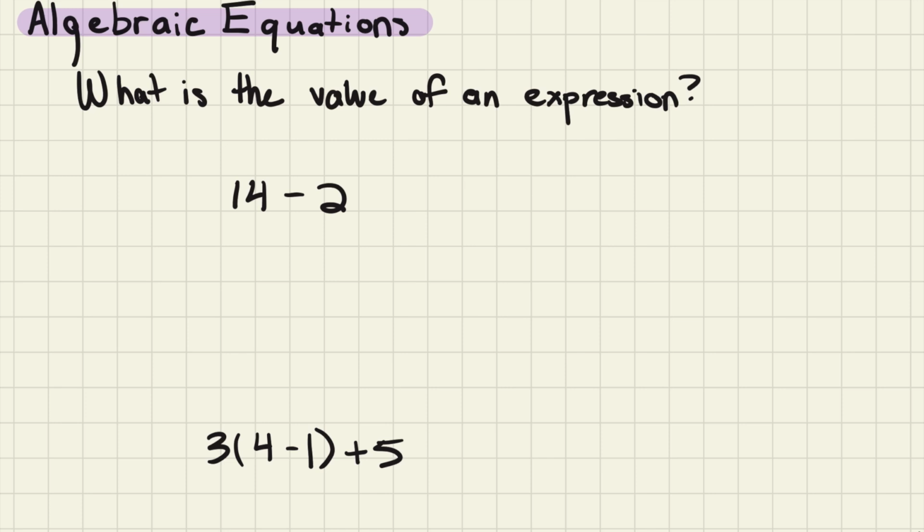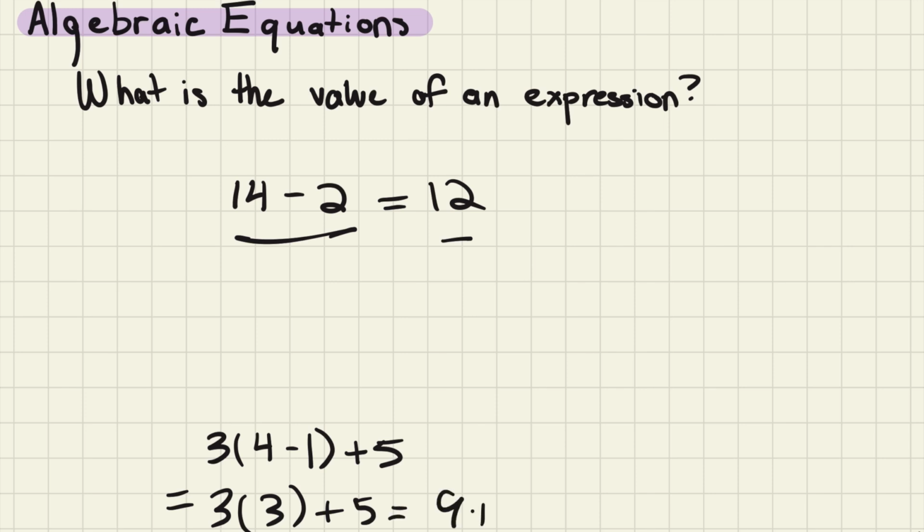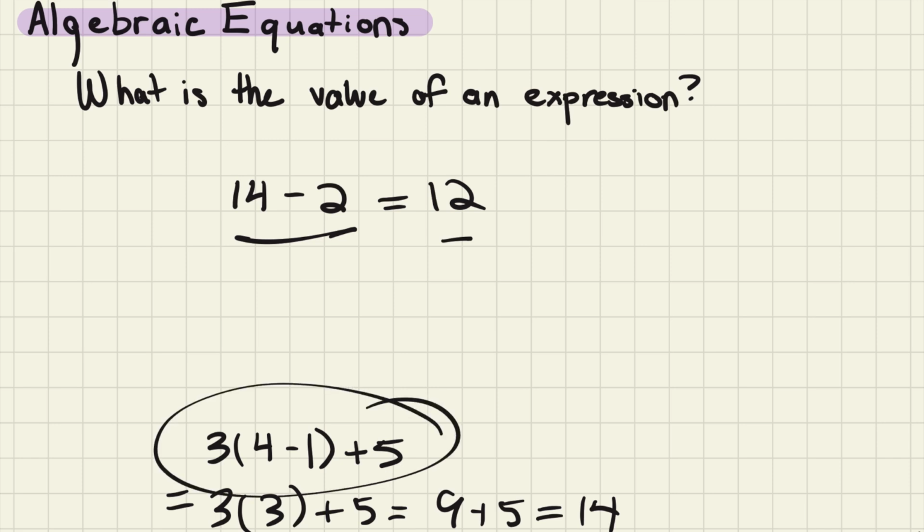So 14 minus 2 is going to be equal to 12. The value of 14 minus 2 is 12. We can do the same with 3 times 4 minus 1 plus 5. So we have to do the parentheses first. So this is 3 times 3 plus 5. 3 times 3 is 9, plus 5 is 14. So the value of this expression is 14.